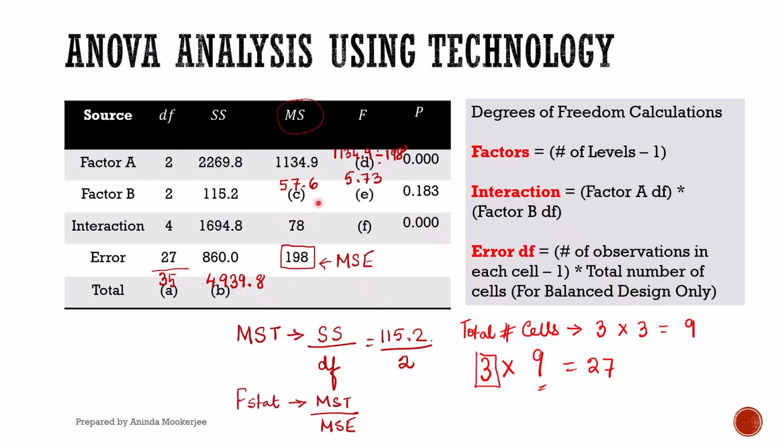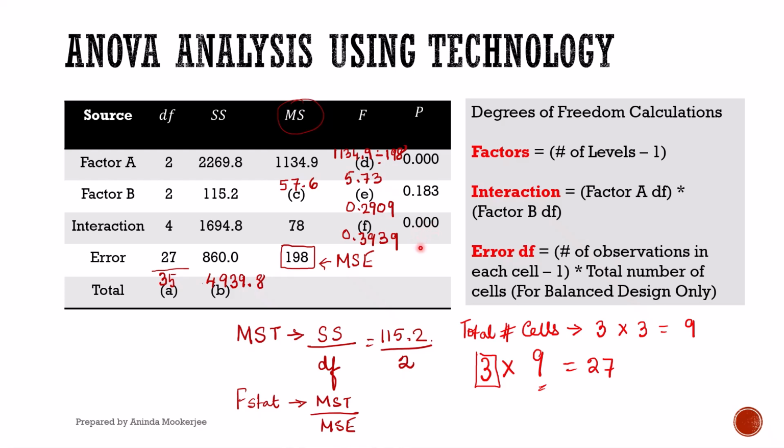Likewise, to find the value of E, you will have to take 57.6, the value of C that we just found, and divide it by 198, right? So that would be 0.2909, and finally F would have a value of 0.3939. All right, and we found that by taking the 78 for the MS of interaction and dividing it by 198. We came up with a value of 0.3939.